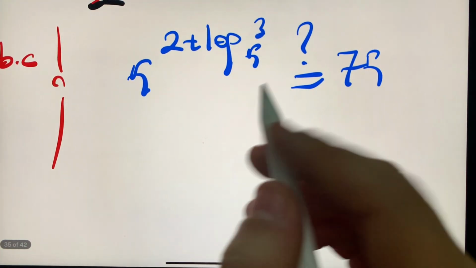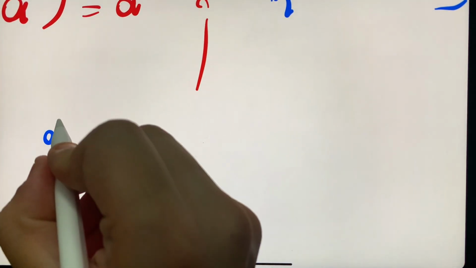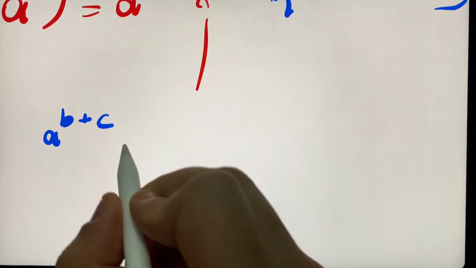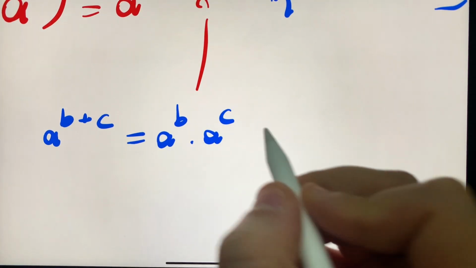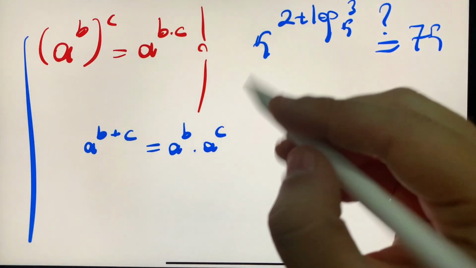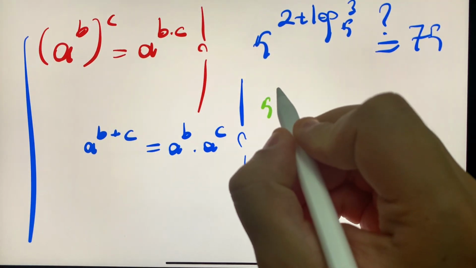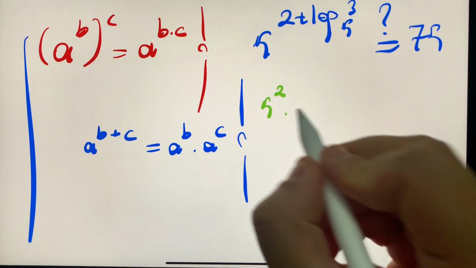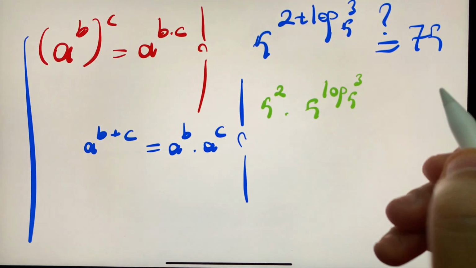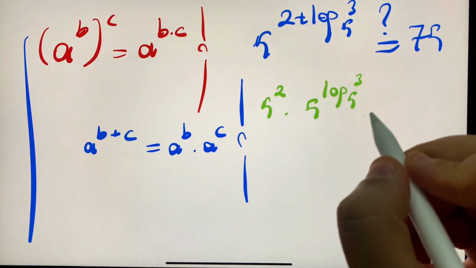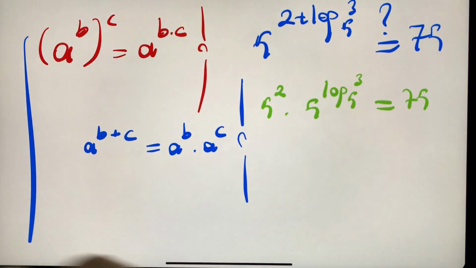Let's see a little more. Now let's write a property again. How can we write the expression a to the b plus c? We can express it as a to the b times a to the c. Then let's use this property right here. So 5 squared times 5 to the logarithm of 3 in base 5. I wrote this, I said it's equal to 75.